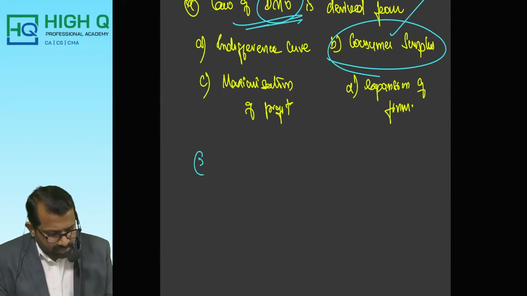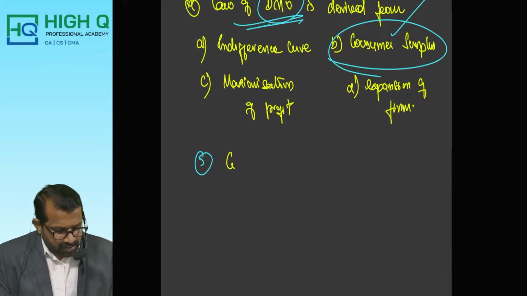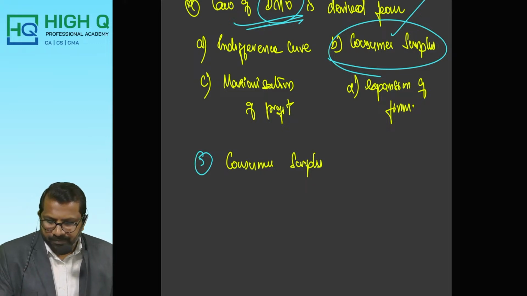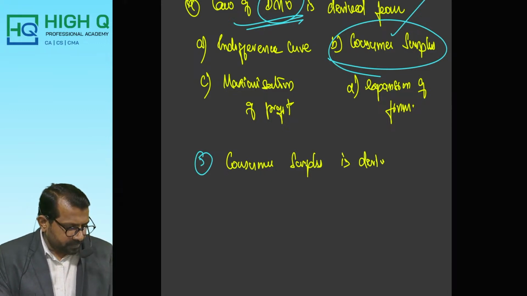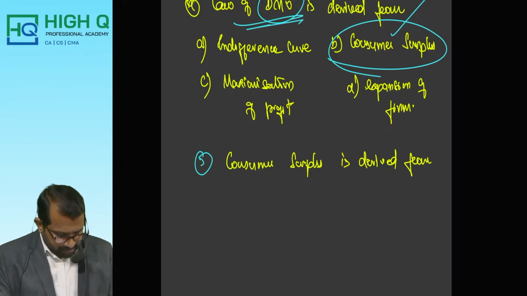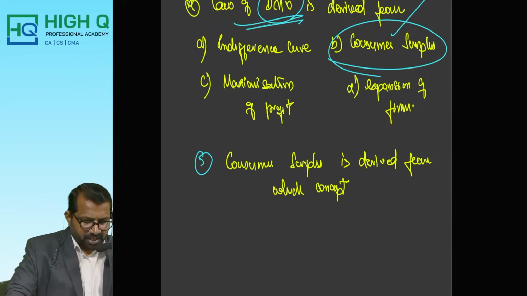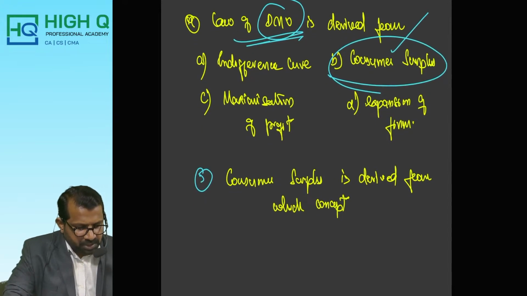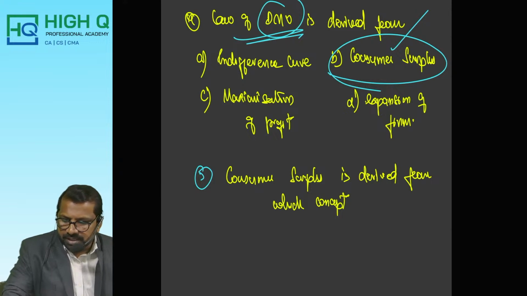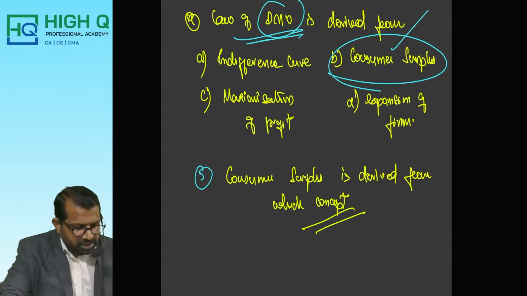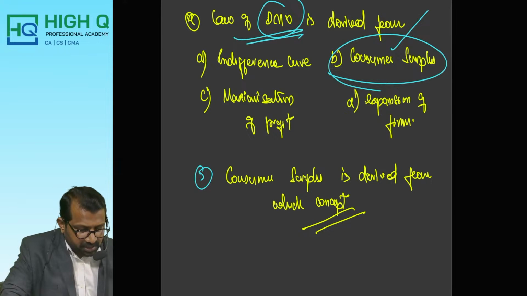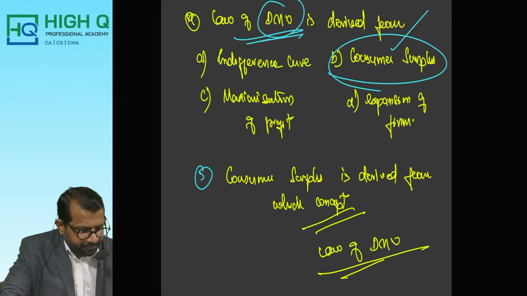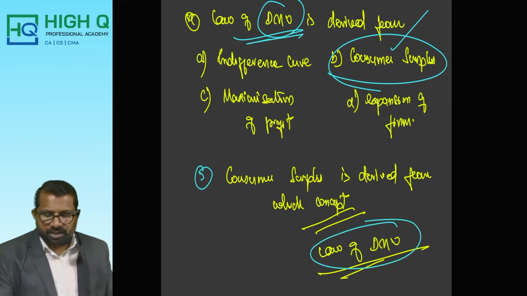Again they will ask the question in a different way. Consumer surplus is derived from which concept? So here we have discussed that the law of diminishing marginal utility is derived from consumer surplus. Same way, consumer surplus is also derived from which concept? The answer is very simple, same thing, law of diminishing marginal utility. Law of diminishing marginal utility is the answer.